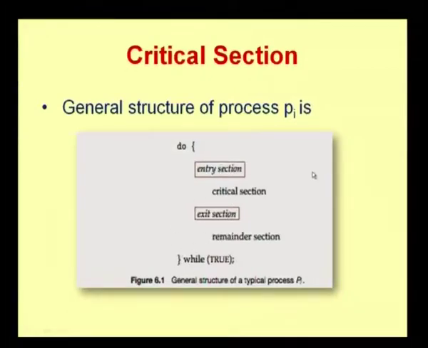So, that is the structure of process Pi, which enters a critical section and comes out of the critical section. Now, we will see certain solutions for solving this critical section problem. There are three different solutions.